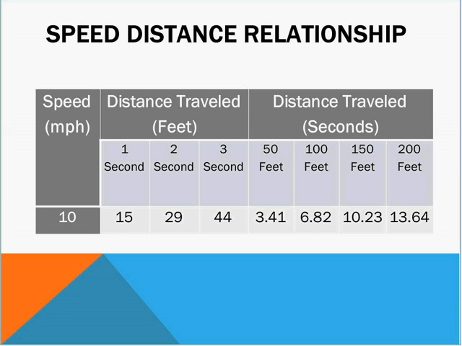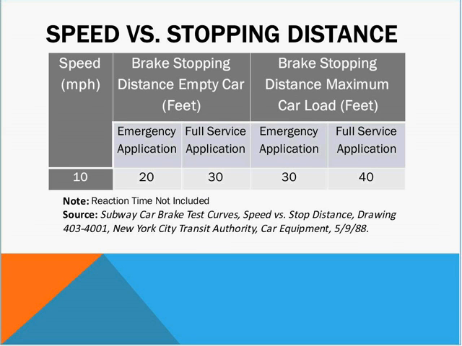and that train moves over a certain distance over that period of time. Just to give you an example, at a speed of 10 miles an hour, in 1 second a train moves 15 feet, and in 3 seconds, moves 44 feet. And if we look at the other way around, 50 feet would take 3.5 seconds at 10 miles an hour. Just make it 40 miles an hour, and you can see the significance of the speed.